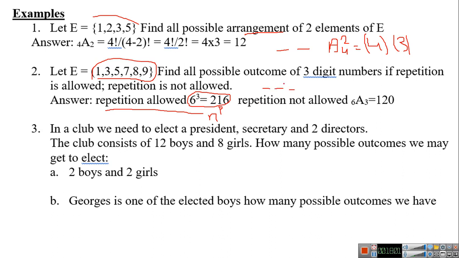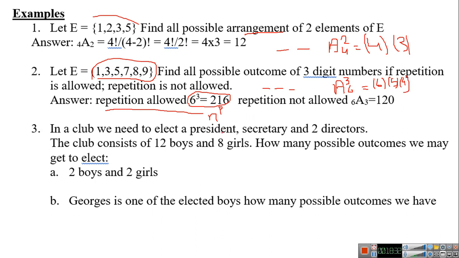If repetition is not allowed, order is important because you're writing a 3-digit number. If you switch the numbers, the number will be different. That's why it is an arrangement. In the calculator, it's permutation. I want to pick 3 out of 6. So you go from 6, 3 units down. So it's 6 times 5 times 4. So it's 120.